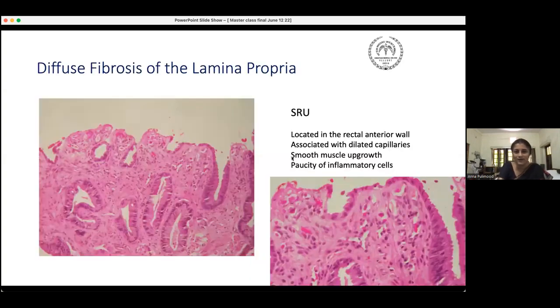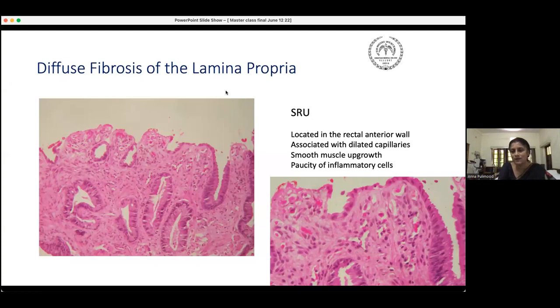So if you see here, the hallmark of SRU is when you get diffuse fibrosis, you also get a lot of smooth muscle upgrowth. And if you look carefully here, there are smooth muscle fibers coming in. You get some amount of vascular telangiectasia, but not as much as with radiation colitis. And the other very important finding in SRU is that you hardly get any inflammatory cells in the mucosa. So there's a paucity of inflammatory cells in SRU. And fibrosis with a paucity of inflammatory cells tells you that it's SRU rather than something else.